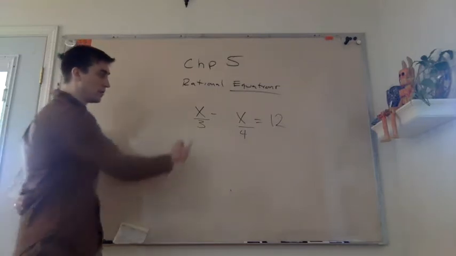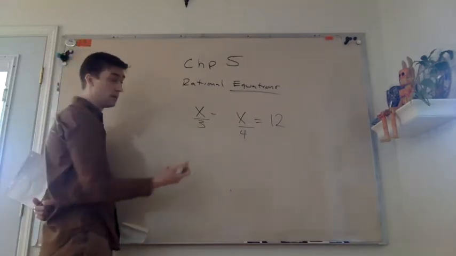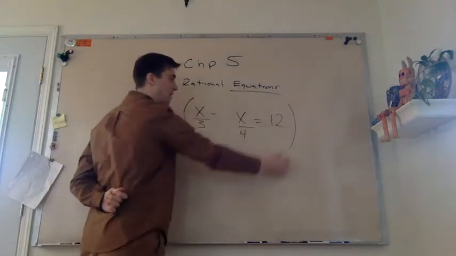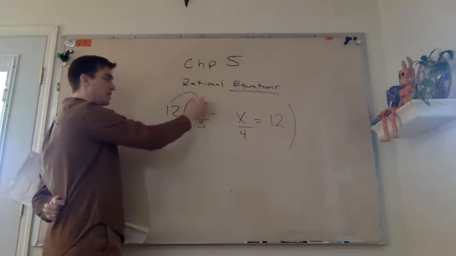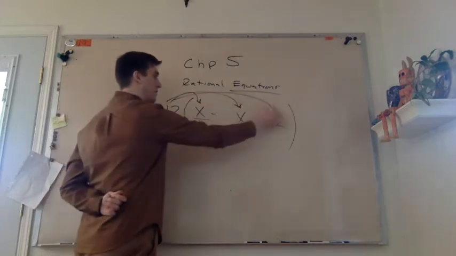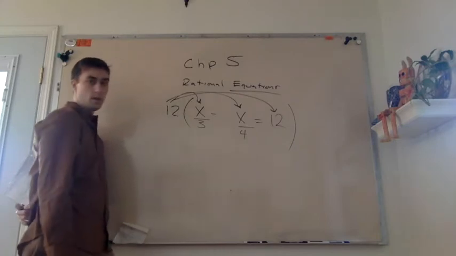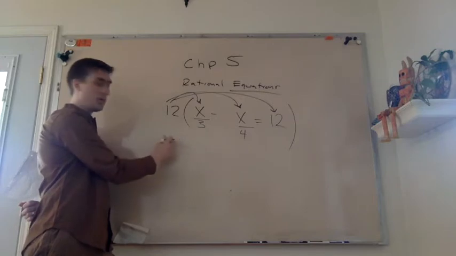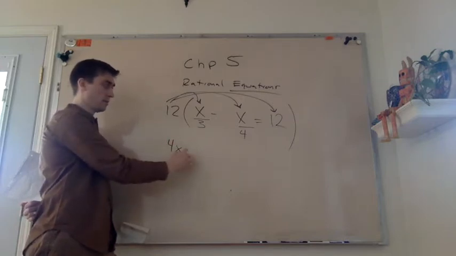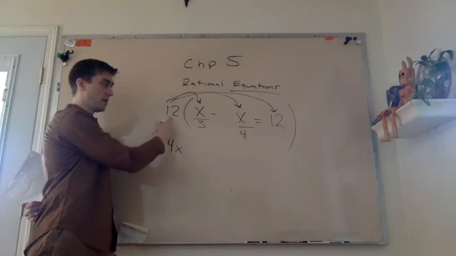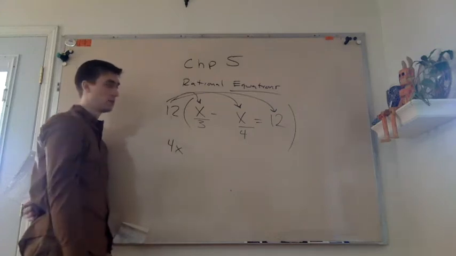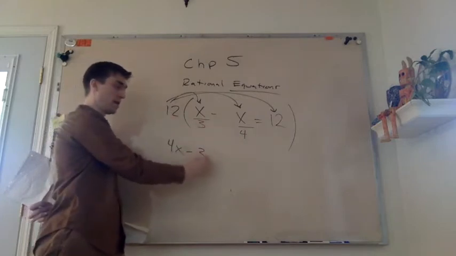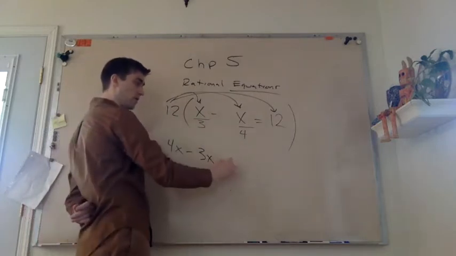So watch this. We just found the common denominator. There's two fractions here, this one and this one. We found the common denominator. It's 12. Just multiply everything by 12. Multiply this by 12, multiply this by 12, and multiply this by 12. 12 times x over 3 is 12x over 3, which is 4x. This would be 12 times x divided by 3, 4x. 12 times x over 4 is 12 times x divided by 4, which is 3x. And 12 times 12 is 144.